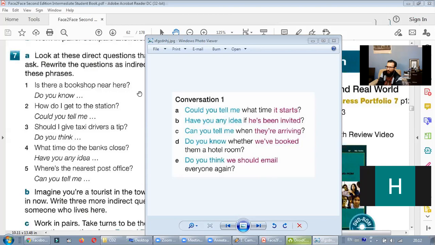What do you need to do here? Could you tell me... We put the question word how. Then the subject, I. Then the verb, get. How I get to the station. Okay, correct. Can you tell me how I get to the station?